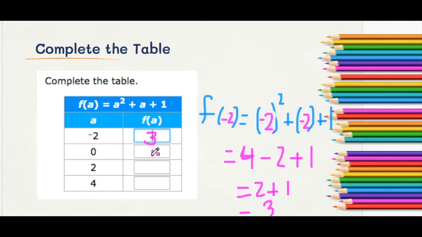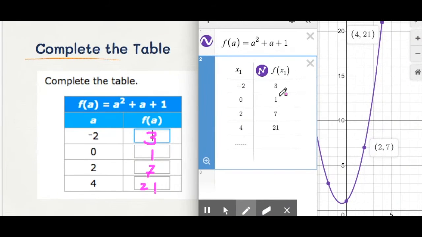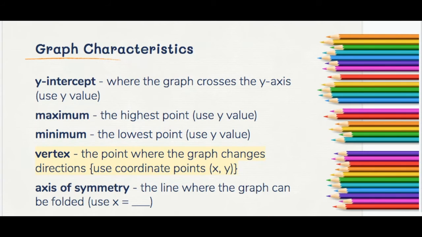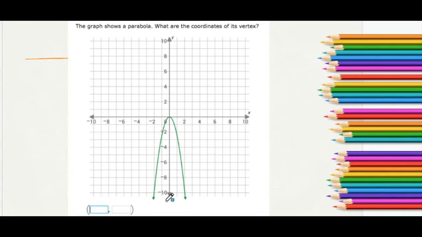Just remember, in Desmos they may use x and y or different variables, but it will be the same thing. Okay, now let's review a little bit about what we learned last week. You might remember this page. We're going to focus on the vertex. The vertex is the point where the graph changes direction, and we use x, y, the coordinate points, to represent the vertex.